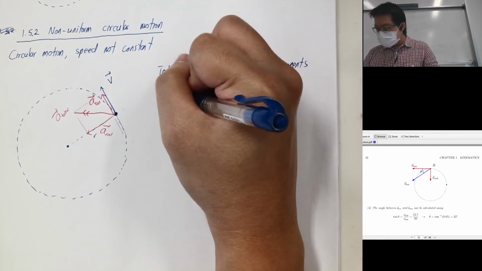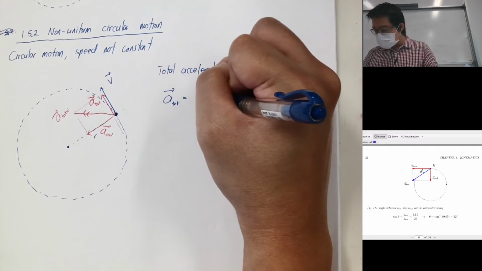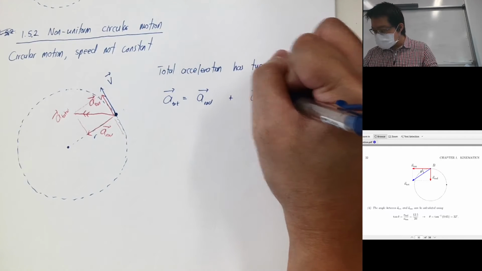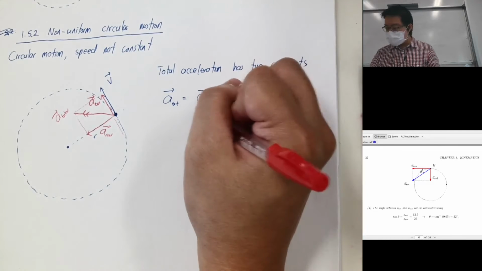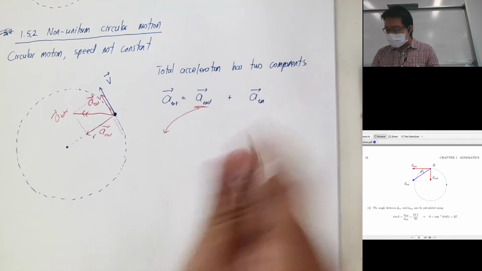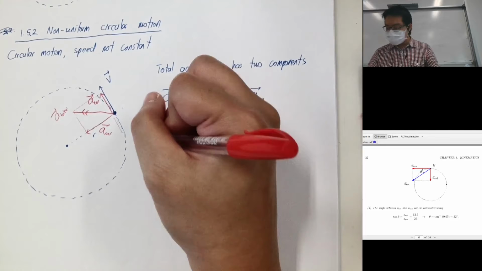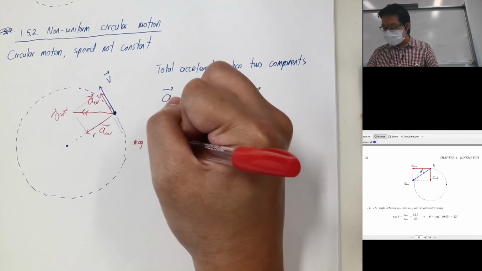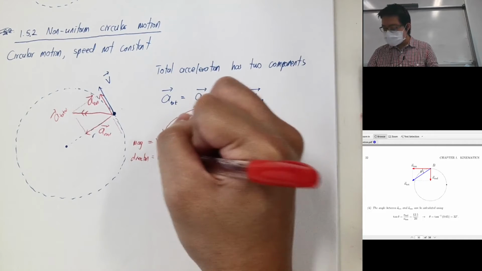Okay, so the total acceleration has two components. So we have this one and the tangential acceleration. For this term, we already learned how to calculate it. It's a vector, so you can say its magnitude and direction. The magnitude is v squared over r, and the direction is towards the center.